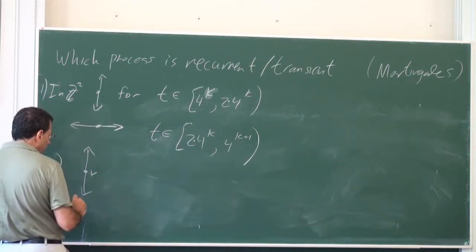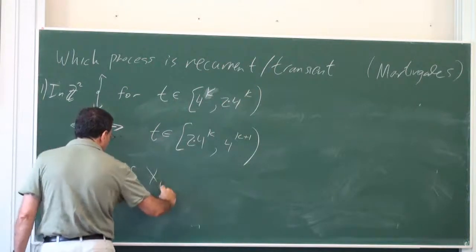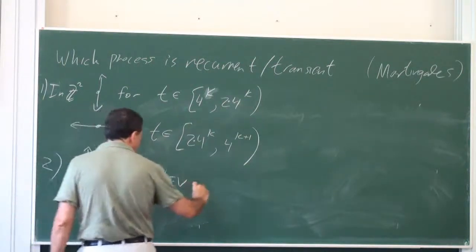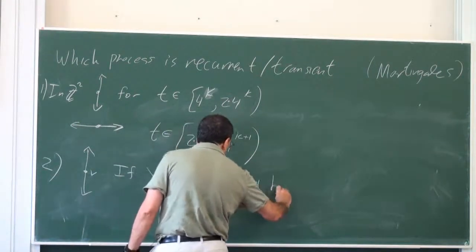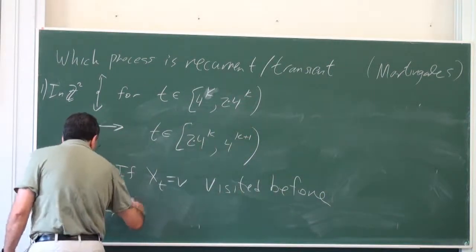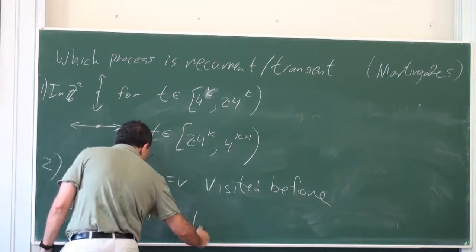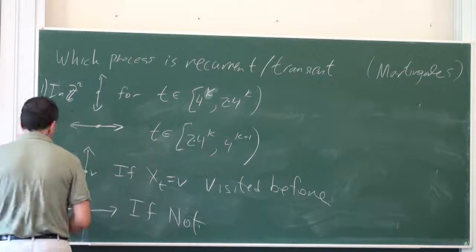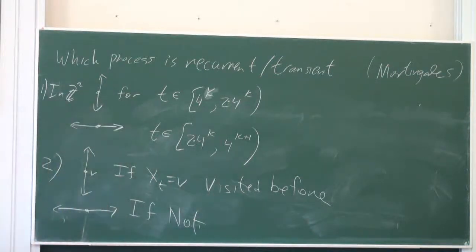So if we are at a vertex V, so if the vertex V is visited before, and horizontally if not. Okay, here is one more example.